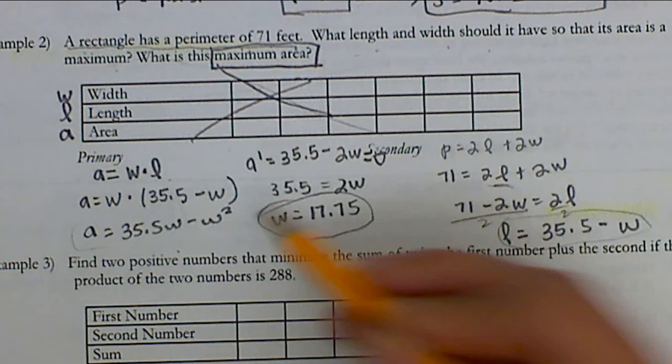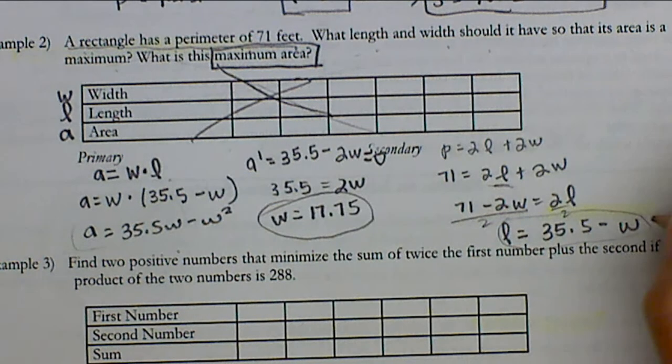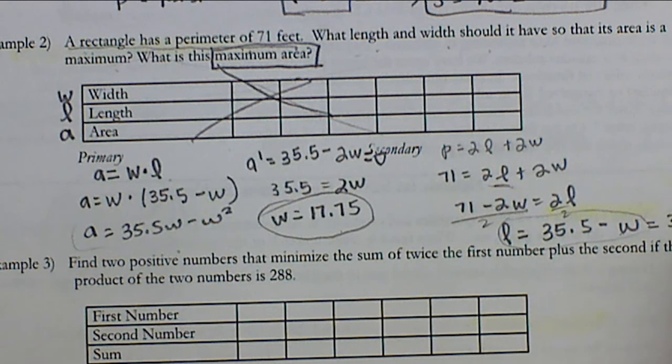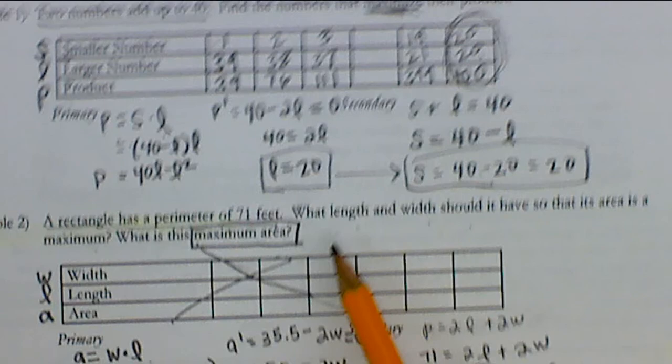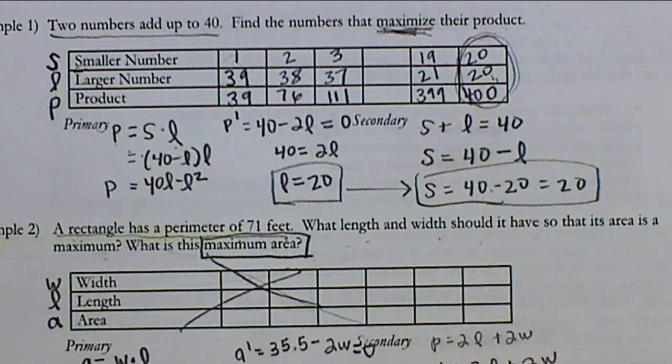Here's my W. And now I can find my length by plugging in 17.75 into my equation for my length. So length equals 35.5 minus 17.75, which equals 17.75. So it turns out whenever we have a square or a rectangle, it can be maximized when you make it a square. So maximum area occurs whenever you have a square, because that happened here and it happened down here. Very similar problems.